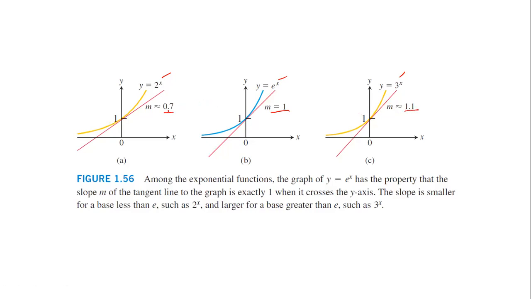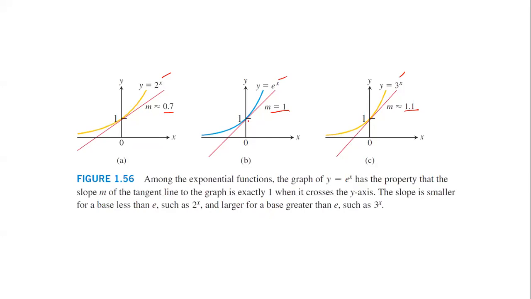You can see the slope is increasing as we increase what? The exponent or the base? Over here, we're increasing the exponent or the base? The base. As we increase the base, the base was 2 here, the slope is 0.7. The base is e, the slope is equal to 1. Over here, the base is 3, the slope is equal to 1.1.